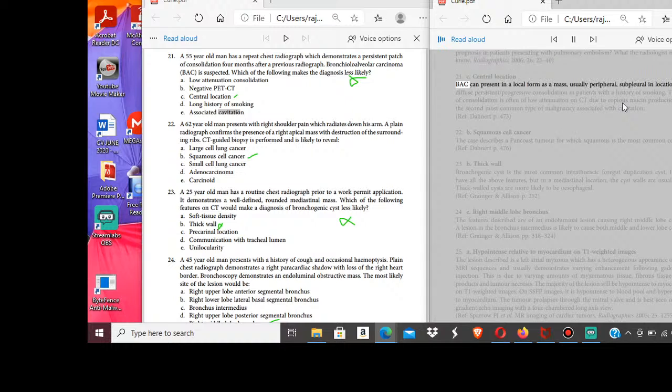21. C. Central location. BAC can present in a local form as a mass, usually peripheral, subpleural in location, or as diffuse persistent/progressive consolidation in patients with a history of smoking. The area of consolidation is often of low attenuation on CT due to copious mucin production. It is the second most common type of malignancy associated with cavitation. Ref. Dahnert p. 4.